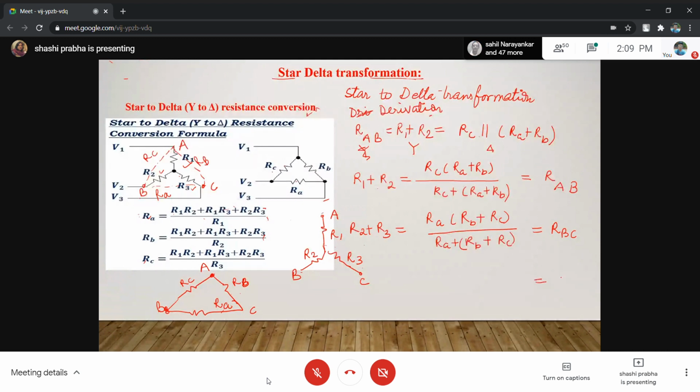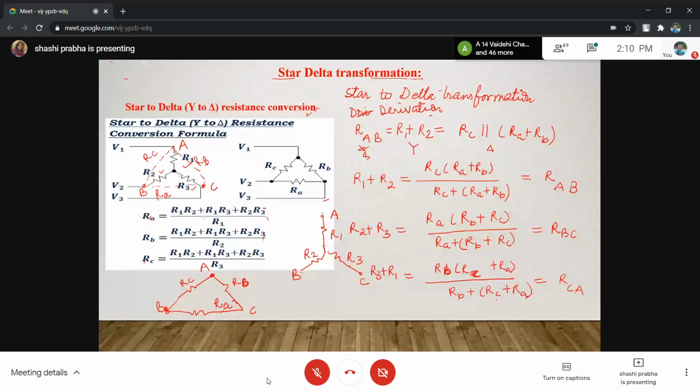Similarly, you will find the resistance between CA. What is CA? This time R2 will be left. So this is R3 plus R1. This is equal to CA. This is C and this is A. So this is RB in parallel with RA plus RC. I'm not leaving the cycle. ABC, BCA, RC plus RA.